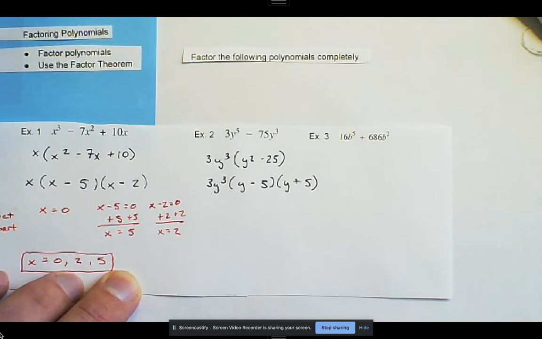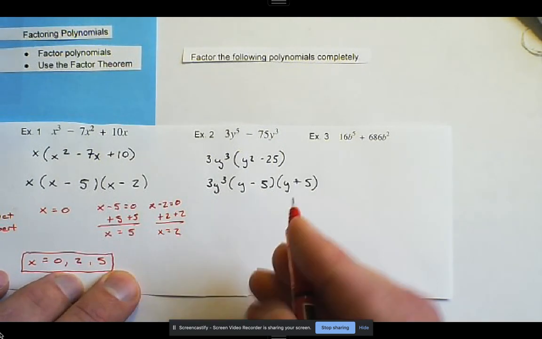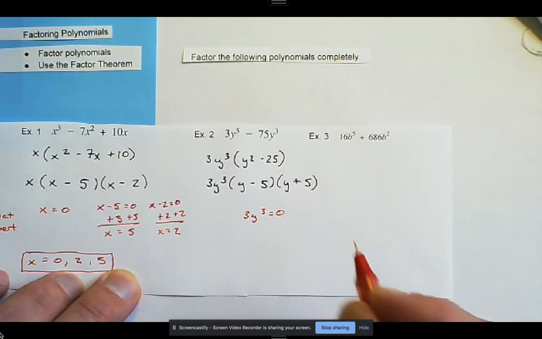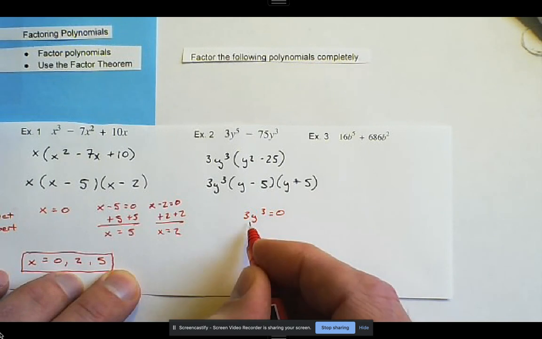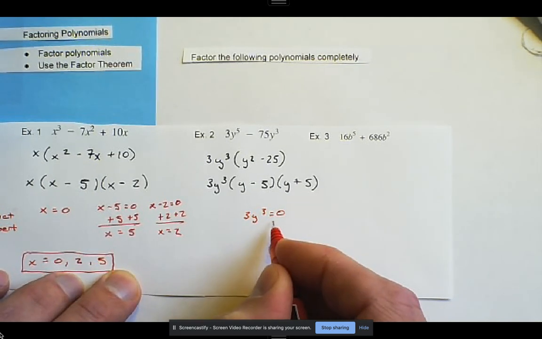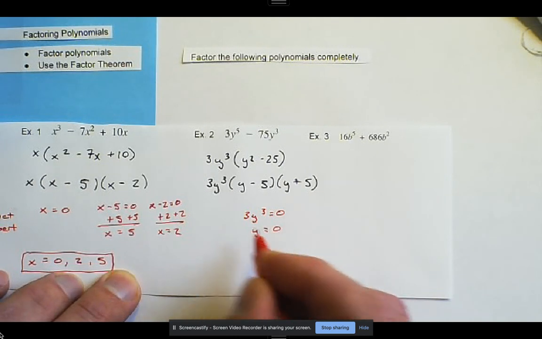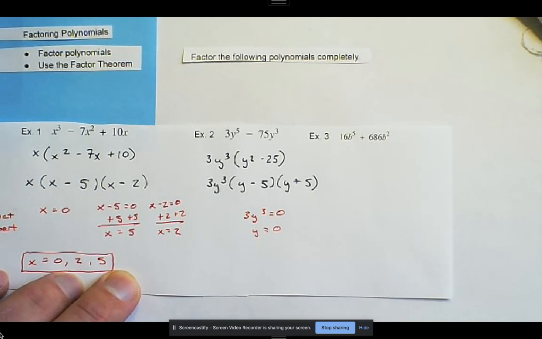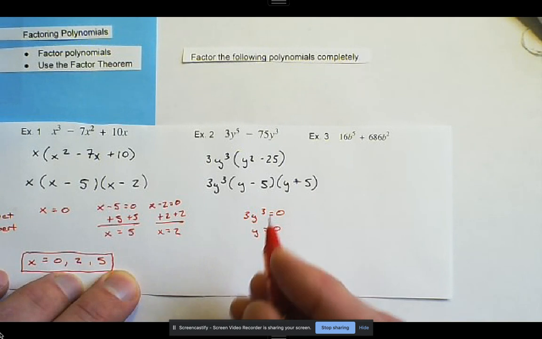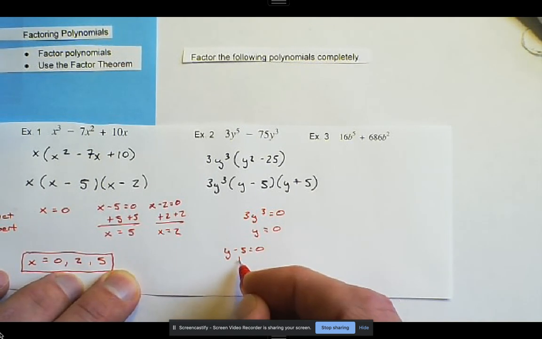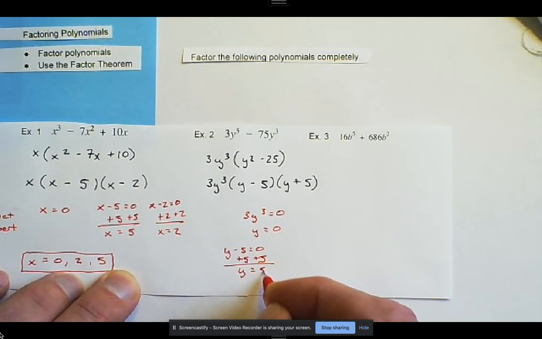And then we still have to use the zero product property. So the first term, 3y cubed is equal to 0. We divide by 3, take the cube root, so we know that y is equal to 0 because there's no other addition or subtraction. And then we have y minus 5 equals 0, so we add 5. So y is equal to 5.